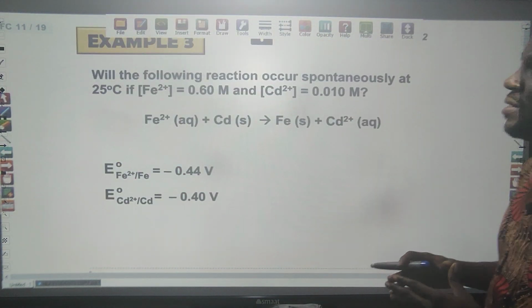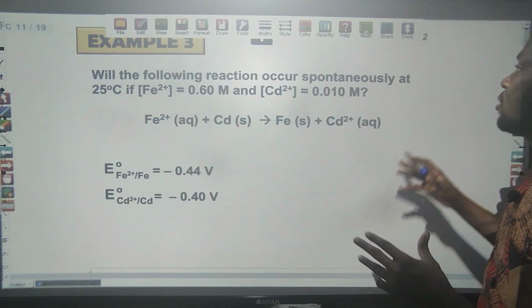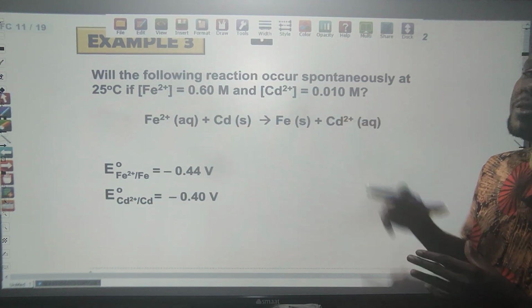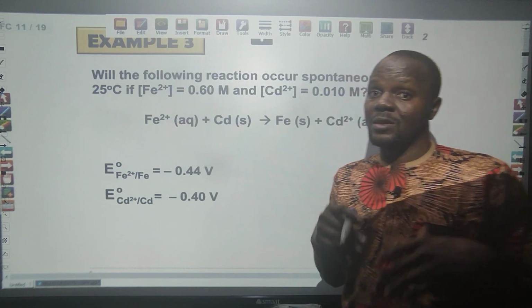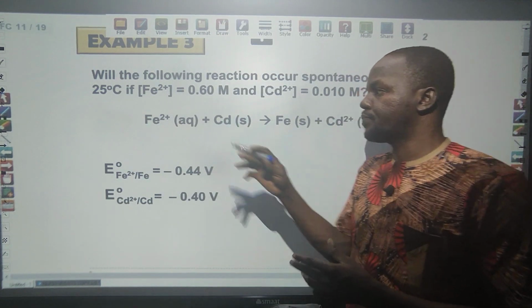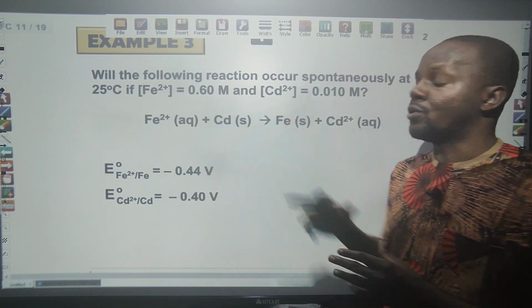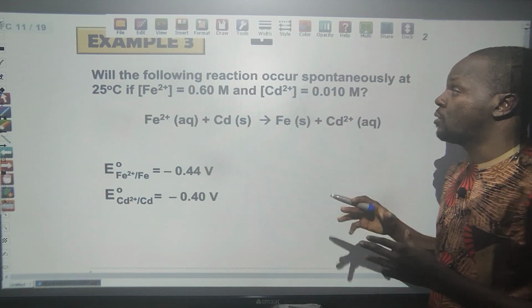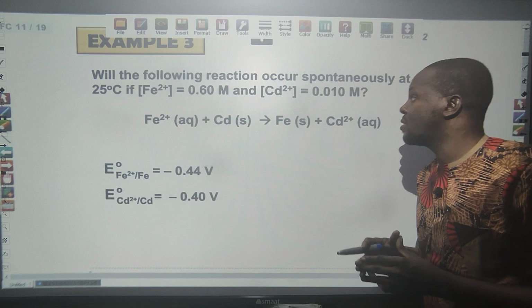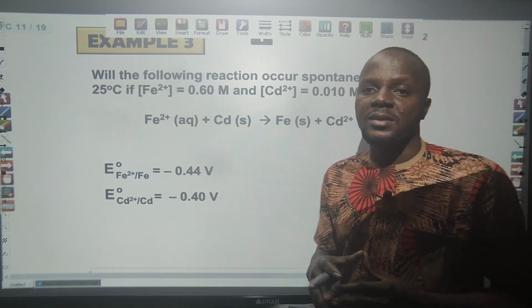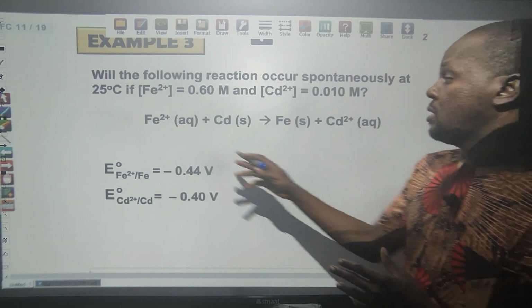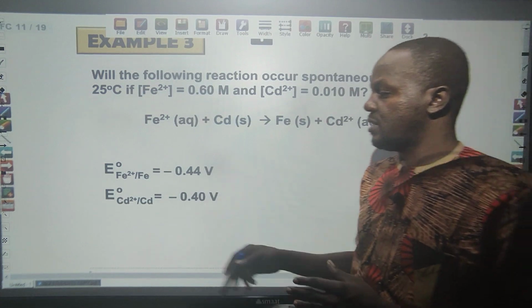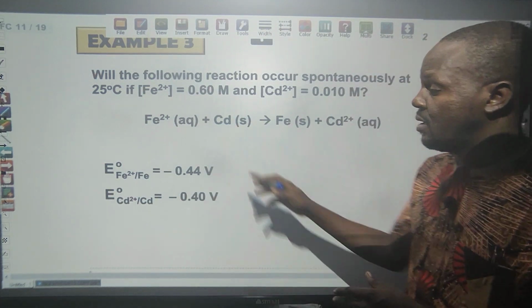Before then, I think we have an example. Which of the following reactions can occur spontaneously at 25 degrees Celsius? You know that is room temperature. If Fe2 plus has a concentration of 0.60 molarity and cadmium 2 plus has 0.010 molarity. We have to write the equation. I think the equation was even given. See here, we are given the standard potential difference of each of them.